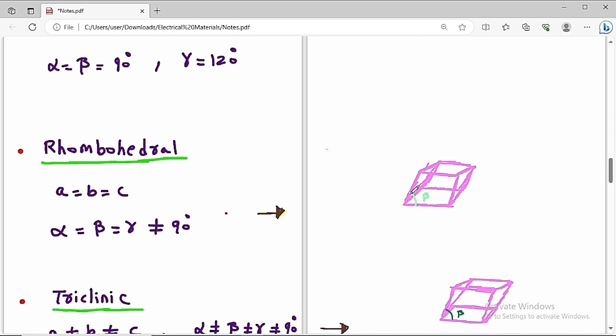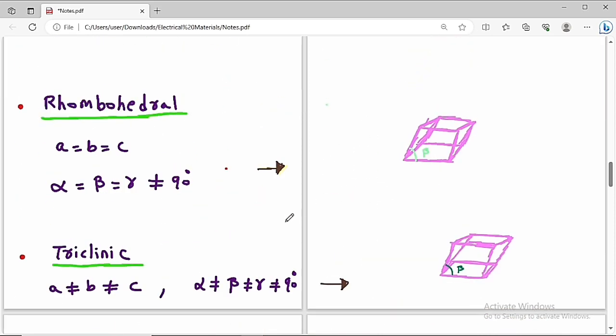But all the angles are equal, but they are not equal to 90. Yes, they have different values. So in the case of rhombohedral also, all the lengths are equal and all the angles are also equal. But the only thing is they are not equal to 90 degrees. So this is the figure that we are going to get.